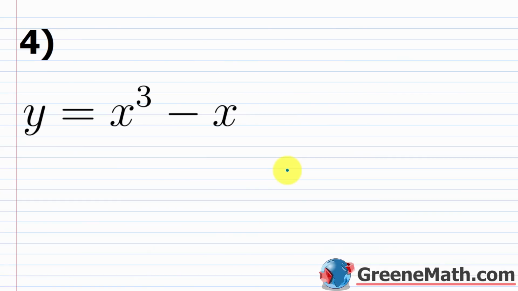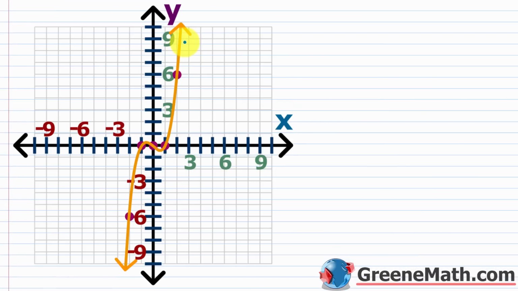All right, let's take a look at problem 4. So here we have y equals x cubed minus x. So looking at my graph, I can clearly see that, yes, this is going to be a function. And this one you might want to graph on your own with Desmos or something like that, but you can see that no vertical line would impact this graph in more than one location.